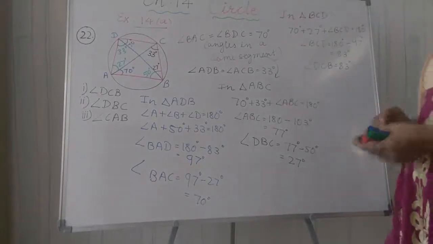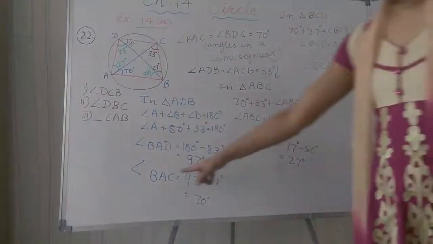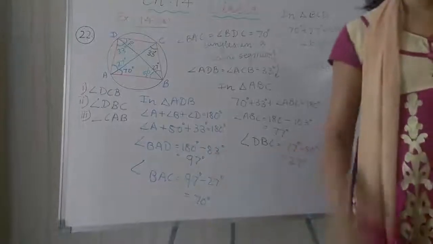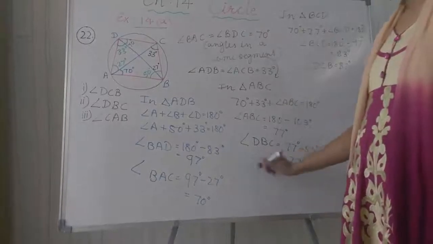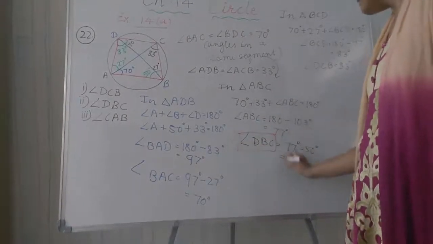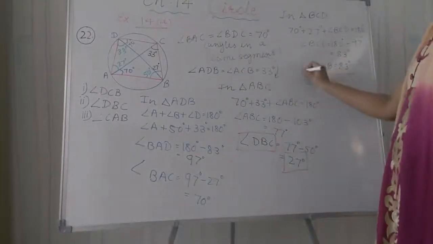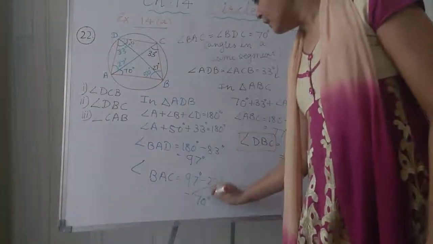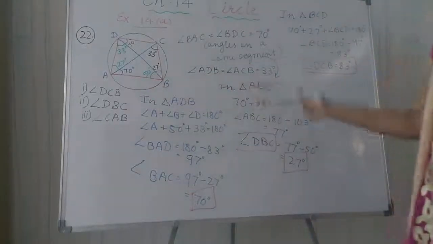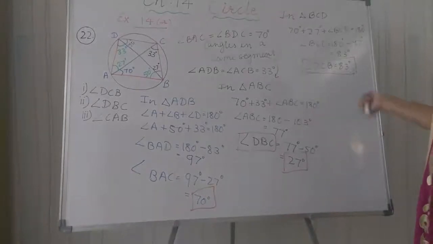Now we want to calculate CAB. CAB is already found here, 70 degree. We have written it as BAC or CAB, that is the same. So let me highlight the three answers here. First is DBC, that is 27 degree. Second is DCB, that is 83 degree. And the third is CAB, that is 70 degree. So you can see we have used only the angles in the same segment property and angle sum property to get our three angles' answers.